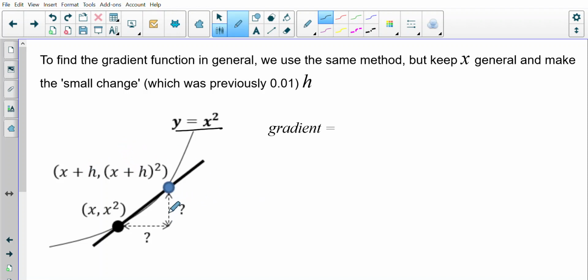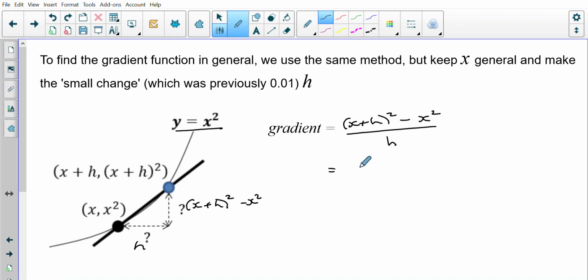So if we look at, well, what's the vertical height of my triangle now? Well, it's the difference between the two y coordinates, so that vertical height is going to be x plus h squared minus x squared. And the horizontal distance on my triangle, well, that's the difference between the x coordinates, so that's going to be just my h. So to find the gradient, let's do the vertical distance on my triangle divided by the horizontal distance.